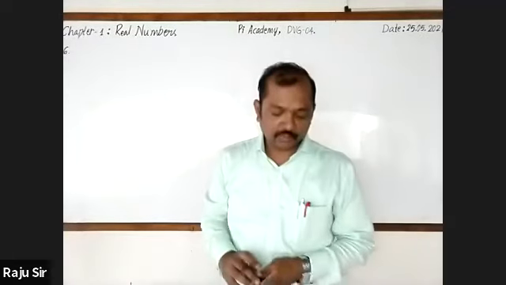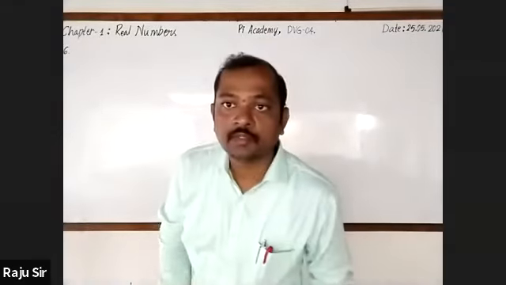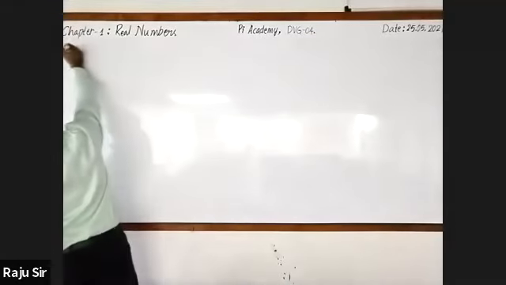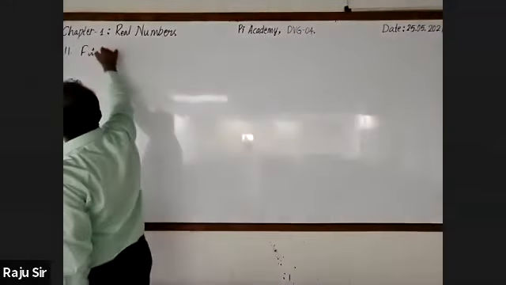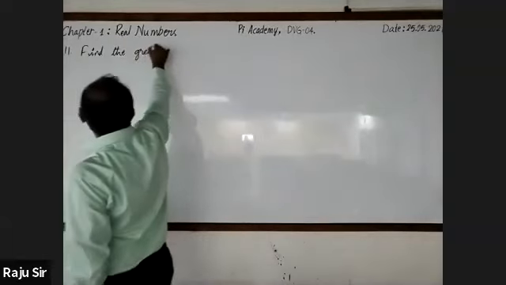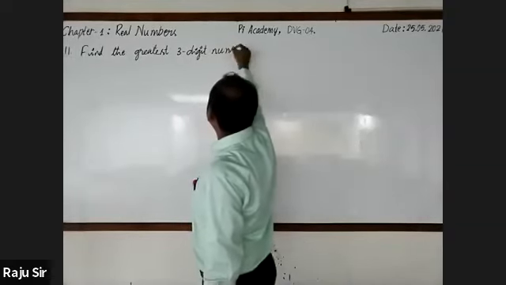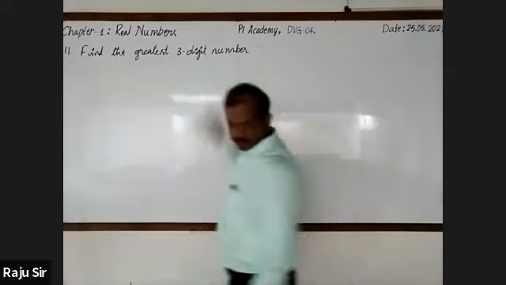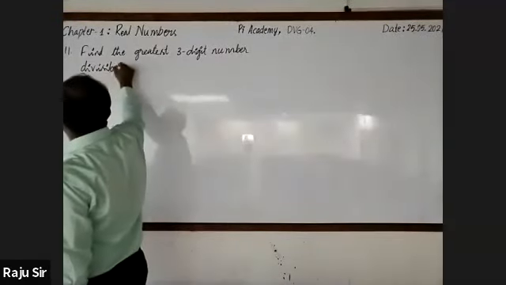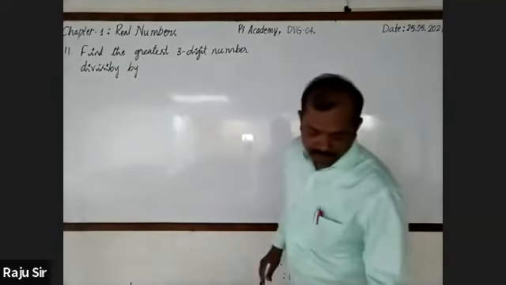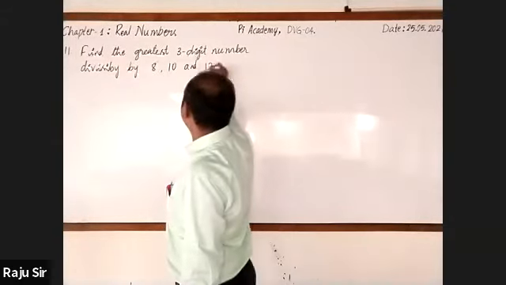Find the greatest 3-digit number which is divisible by 8, 10, and 12.